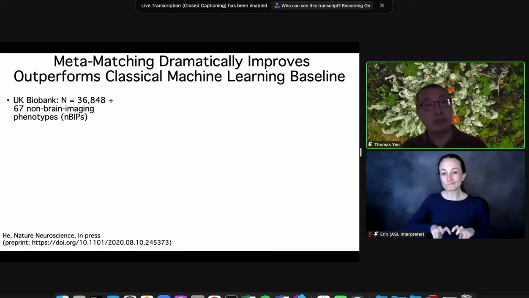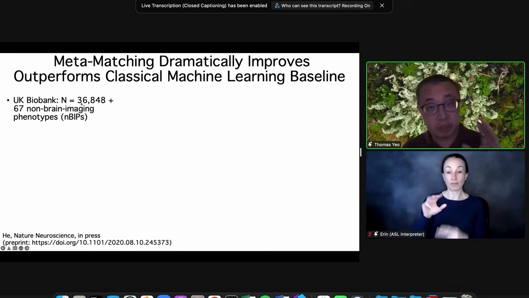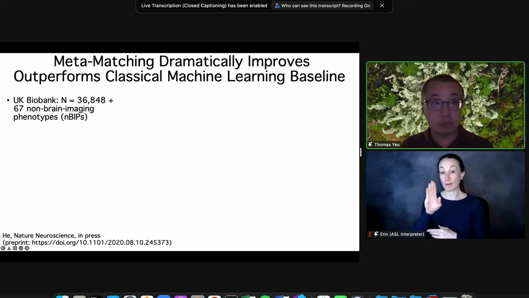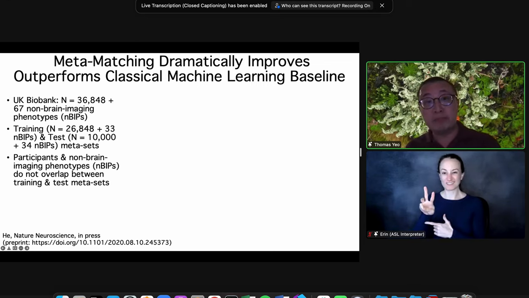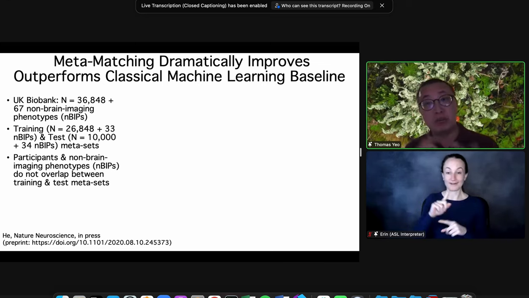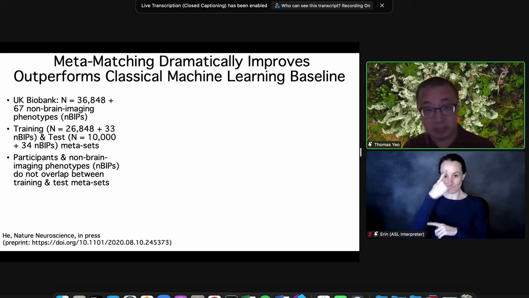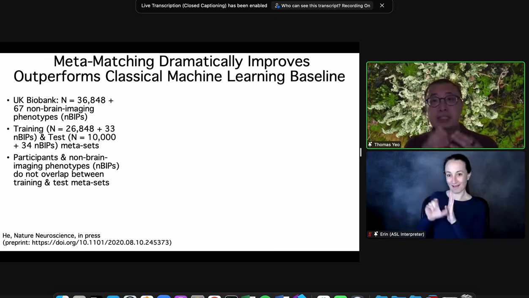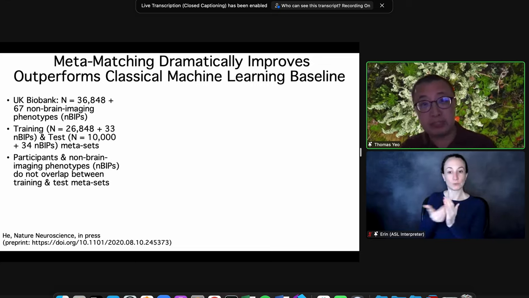We consider 36,000 participants from the UK Biobank with 67 non-brain imaging phenotypes. We divide the data into two groups, a training and test meta set. Importantly, participants and non-brain imaging phenotypes do not overlap between the training and test meta sets, because we want to make sure that the algorithm trained on the training meta set can generalize to new participants and new phenotypes in the test meta set.